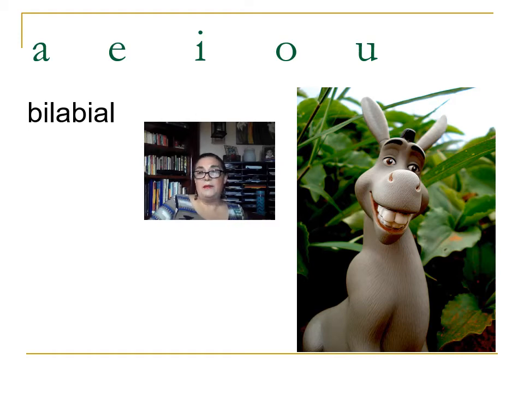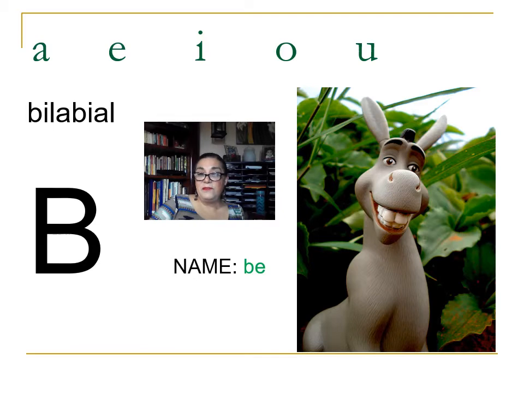In this case, we have B. That's the official name of the consonant. When we produce that sound, we make a friction between both of our lips. Bilabial. B-b-b-b. See? So, don't forget, consonant B, bilabial, official name is B, B-E, Spanish, B-E.